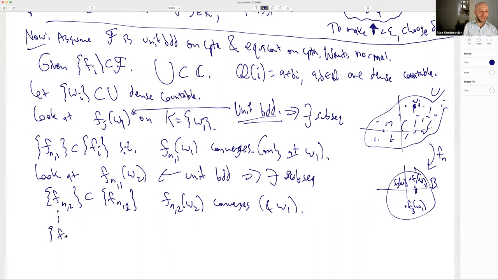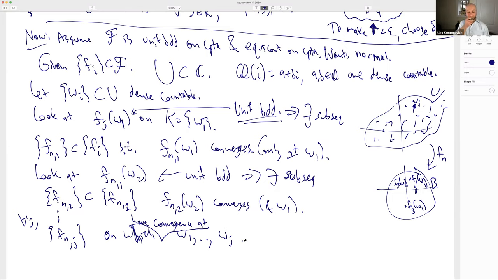Okay, of course, we're going to continue this. So for all j, we get a subsequence Fnj on which W1 through Wj converge, on which we have convergence at these finitely many points.